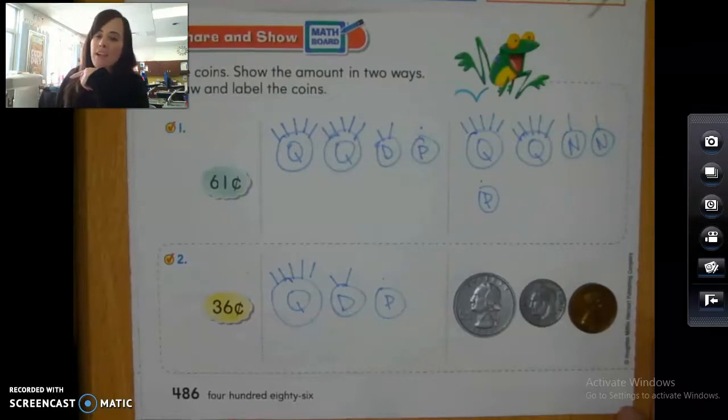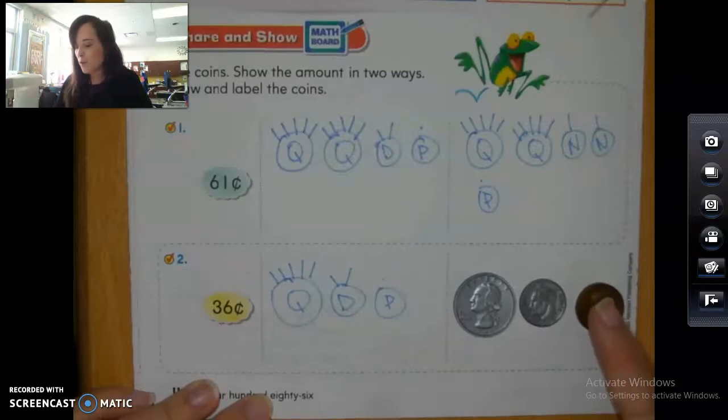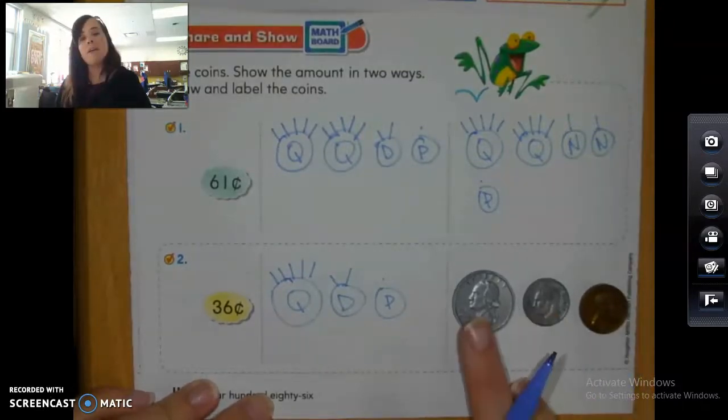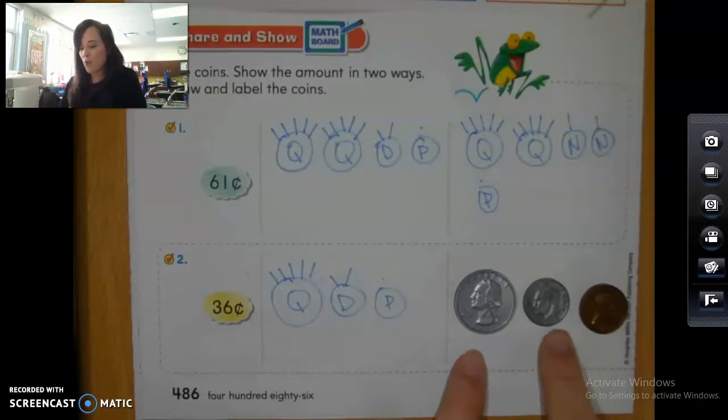Well, we have to come up with a second way. So let's make another one of those trades. Again, this time we can't really trade out a penny, right? Because a penny, no other coin equals 1. So this is the only one that we can't trade out. Now we can make a trade for the dime, or we can make a trade for the quarter. Okay, either way works.